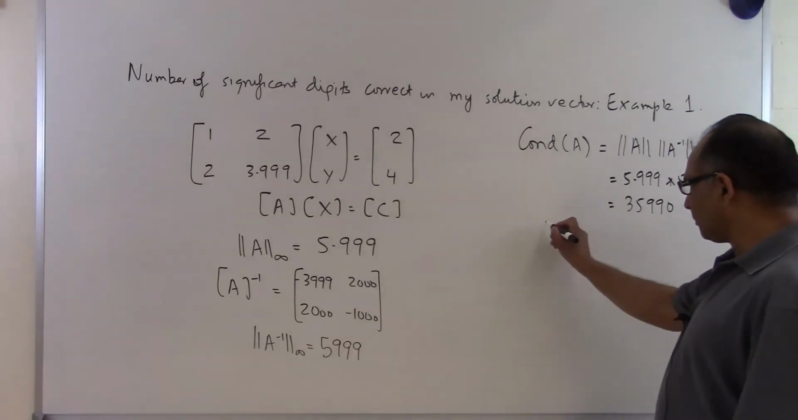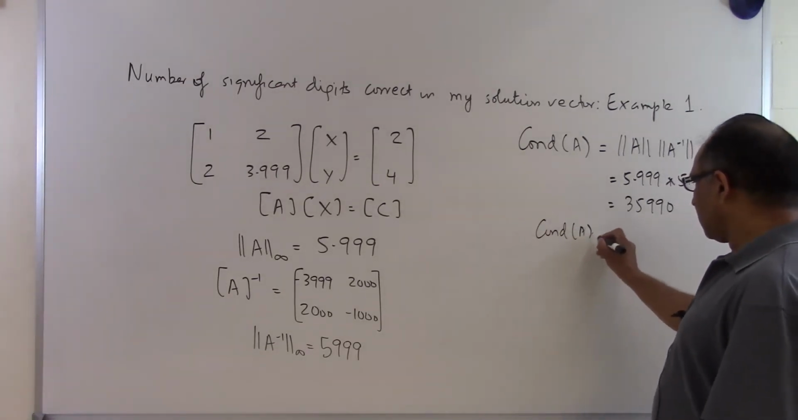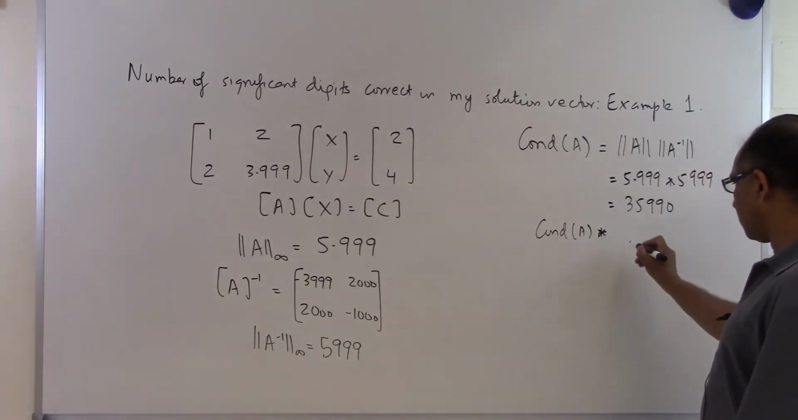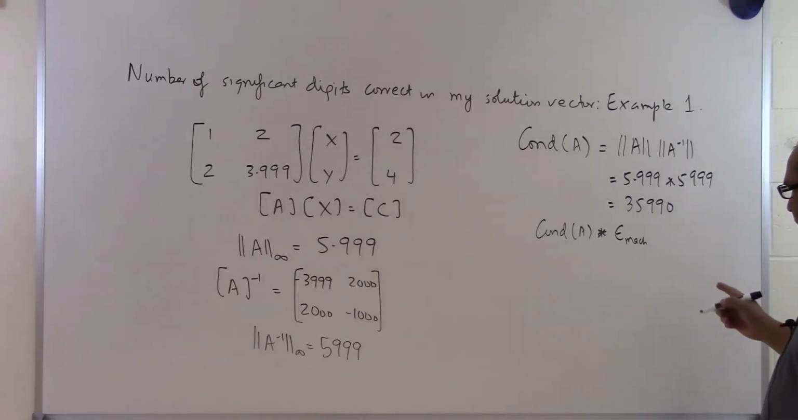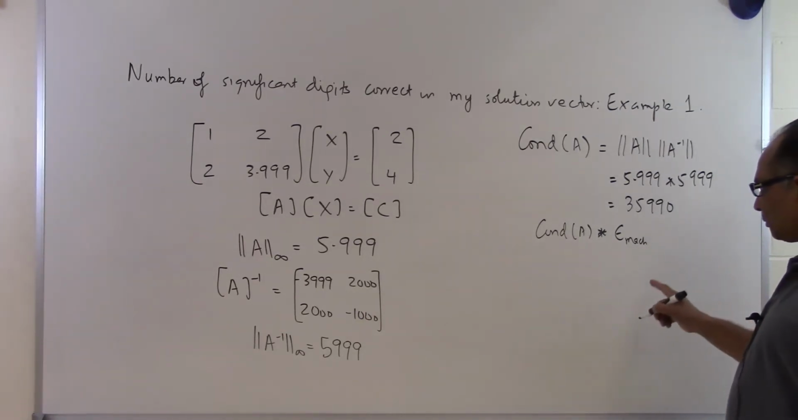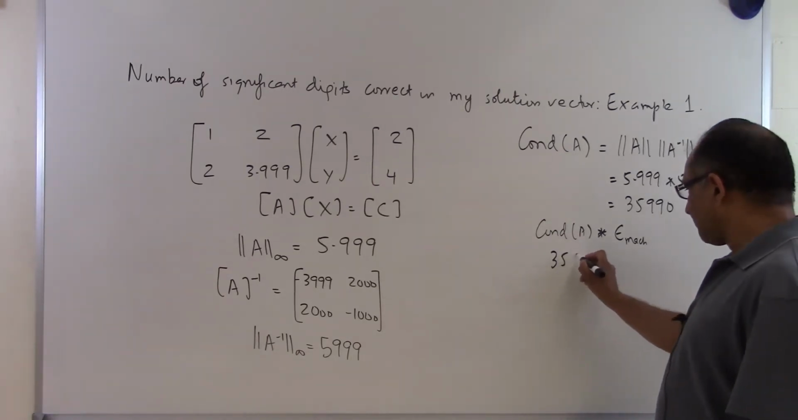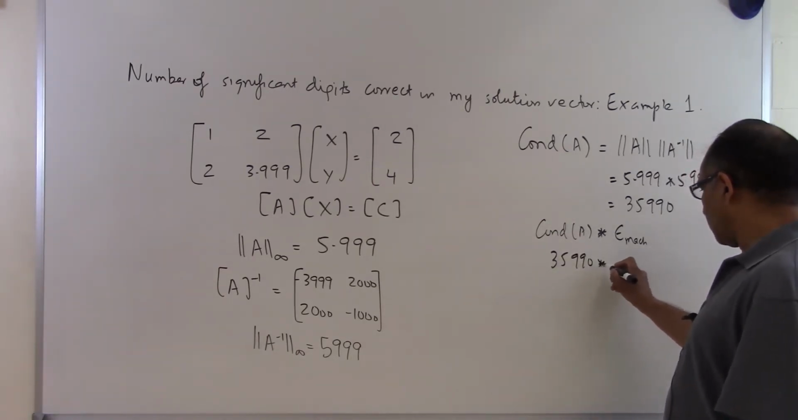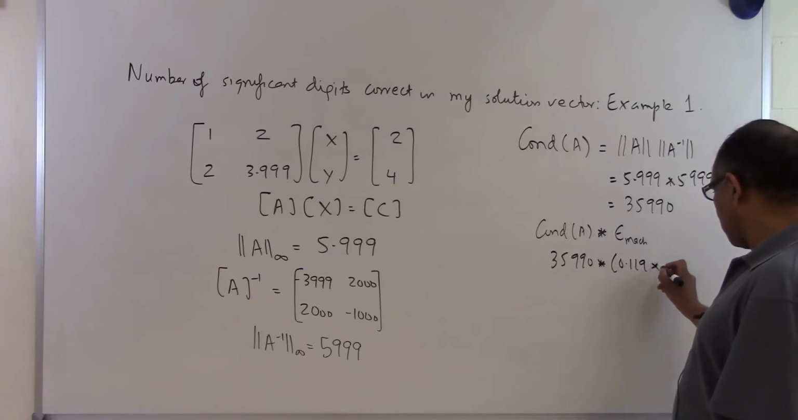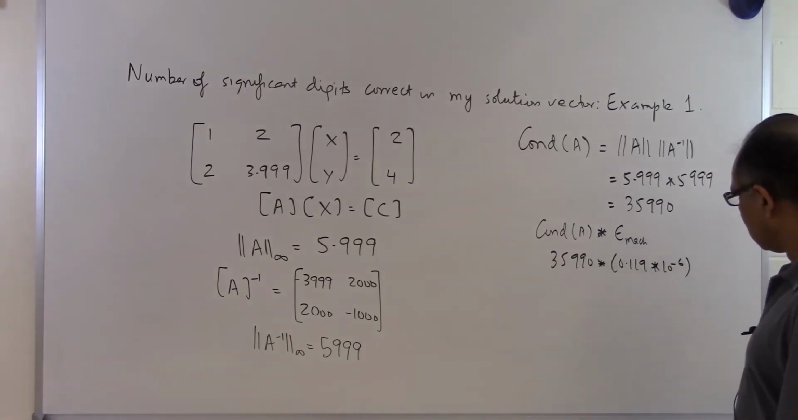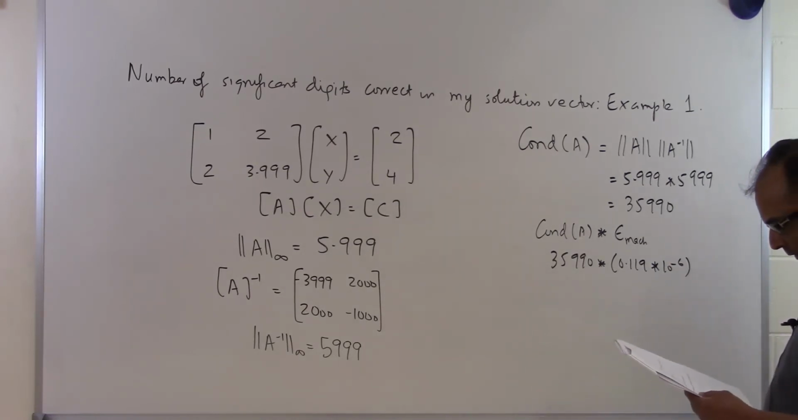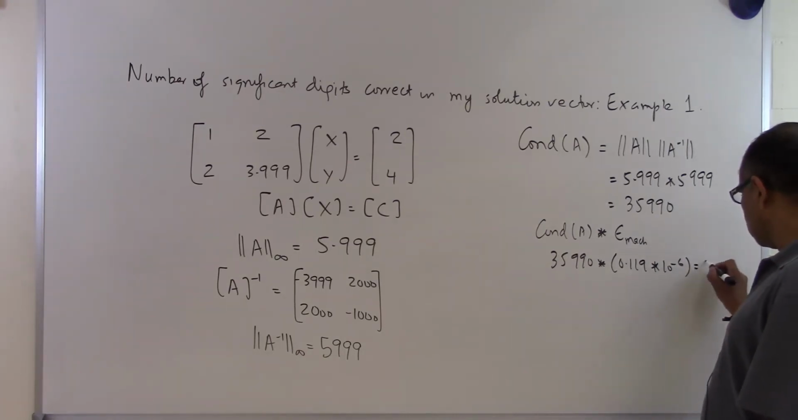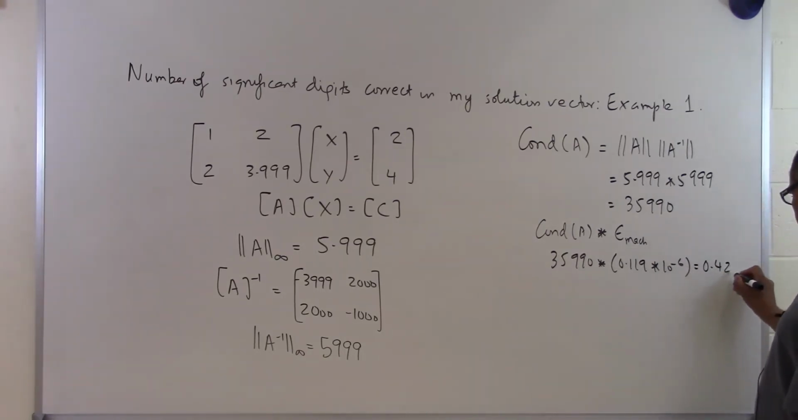Then I'm going to take the condition number of A and multiply it by the machine epsilon. Let's talk about the IEEE 754 standard for single precision. The machine epsilon for that is 0.119 times 10 to the power minus 6. So this is the machine epsilon for a single precision number, and the product gives me 0.4290 times 10 to the power minus 2.